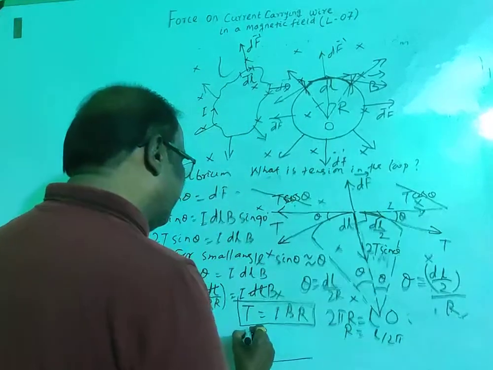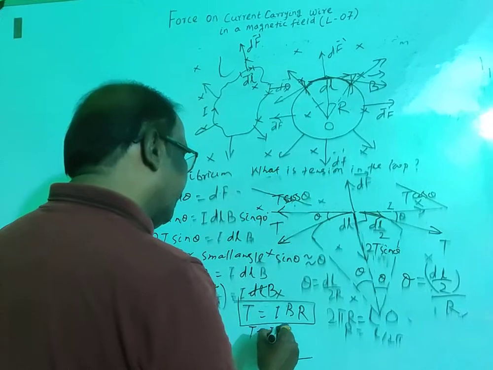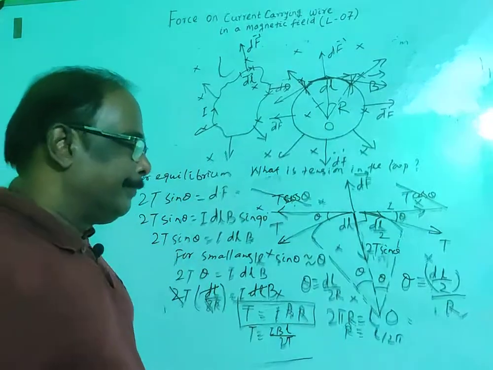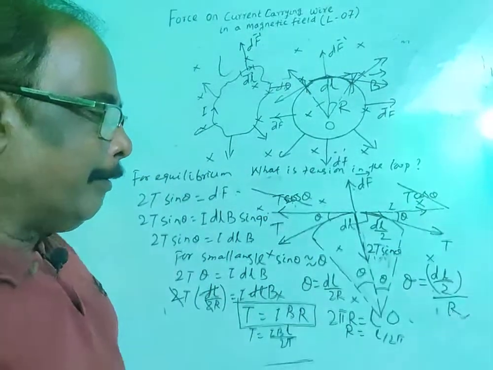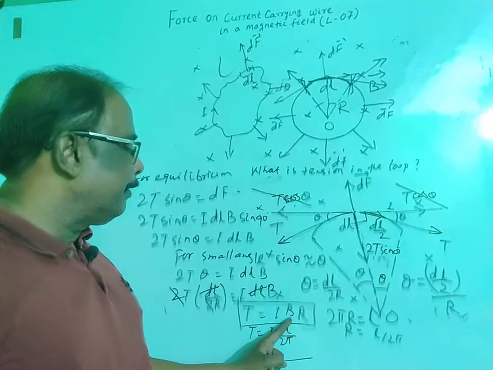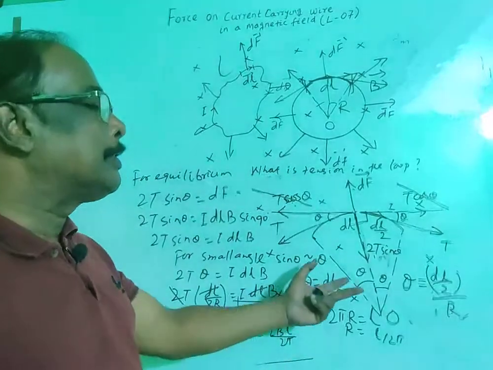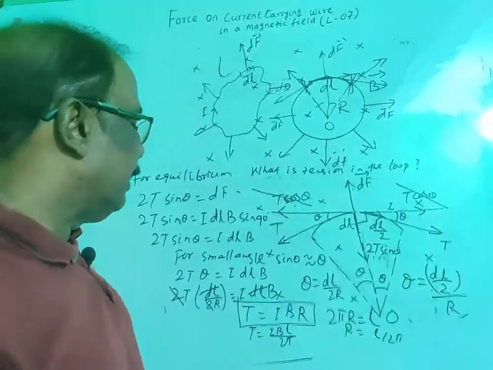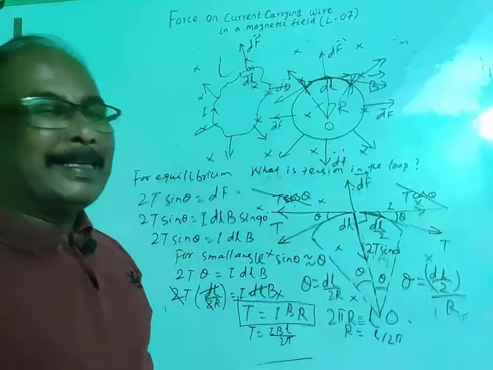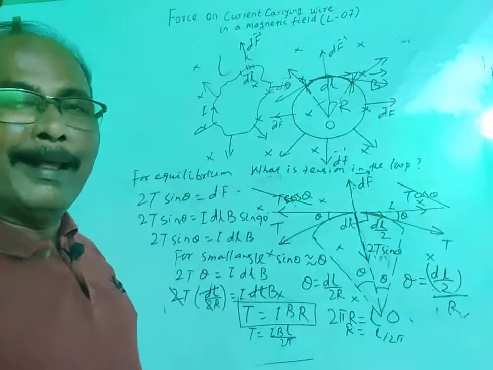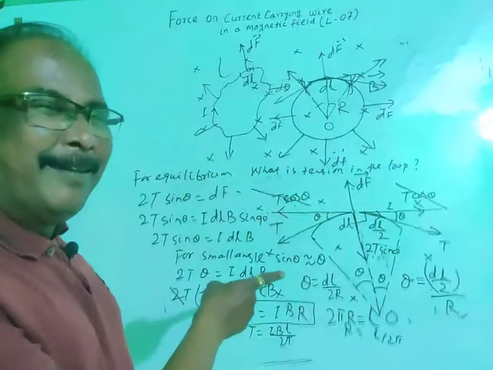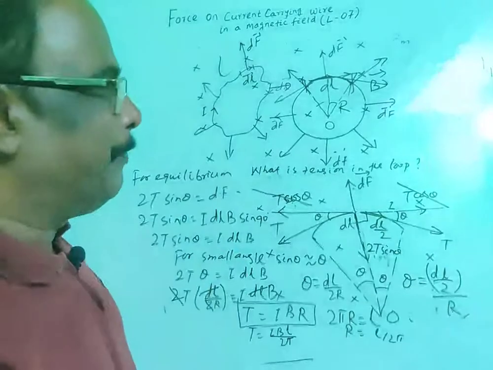And here you can put it: T is equal to I B L by 2 pi. If the value of current, the value of magnetic field, and the total length of the coil are given, then we can calculate the tension. Okay, very important, and an application question also. Fine.